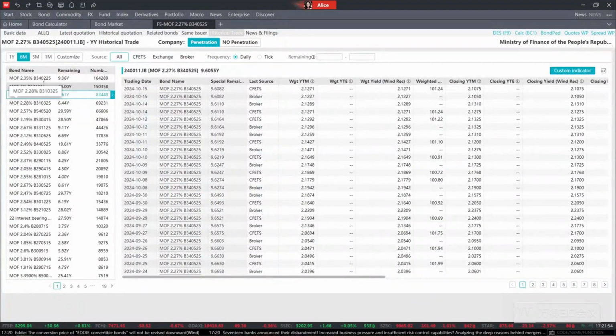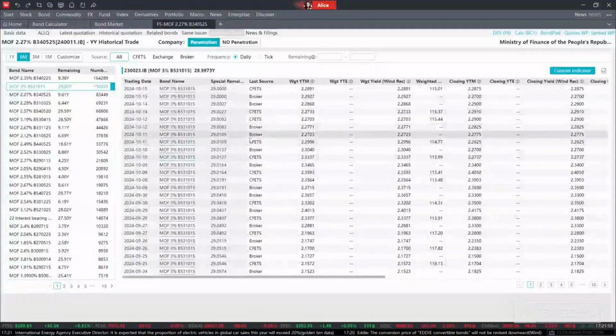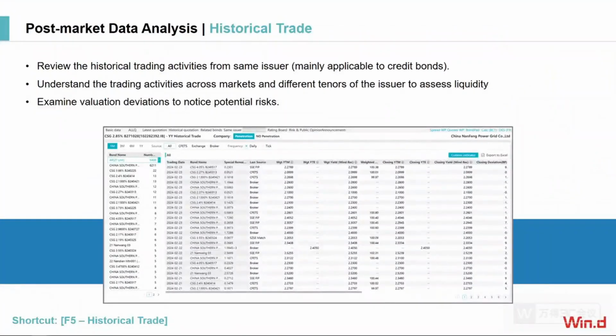We can just click over here, then the right-hand side will show you the historical data of this bond. It is exactly for you to get more trading opportunities with our terminal. Okay, so let's go back to our slides. As I mentioned, in the historical trade information over here, you can review the historical data from the same issuer and also understand the trading activity across the different markets. And you can find more trading opportunities as you want.